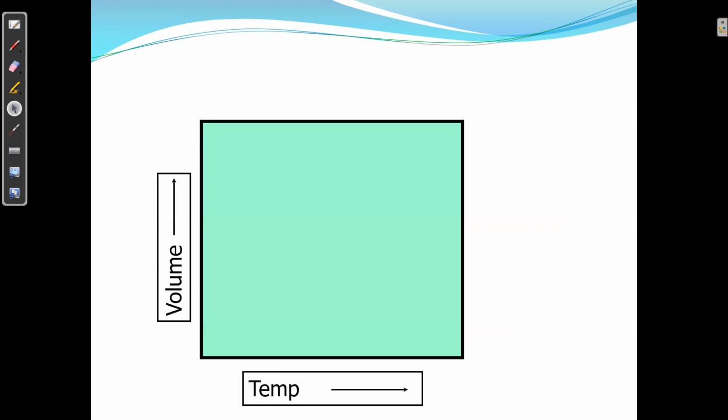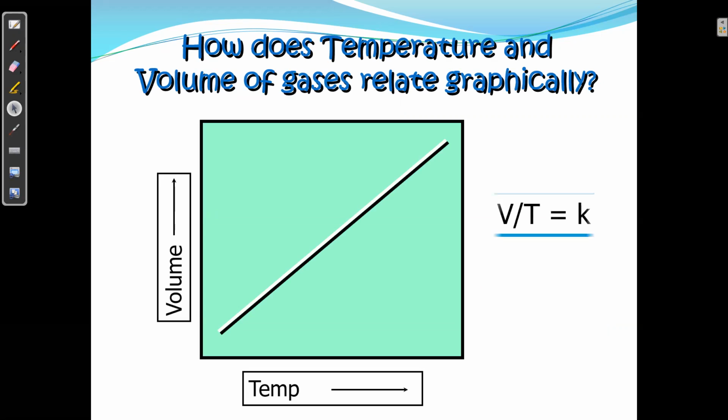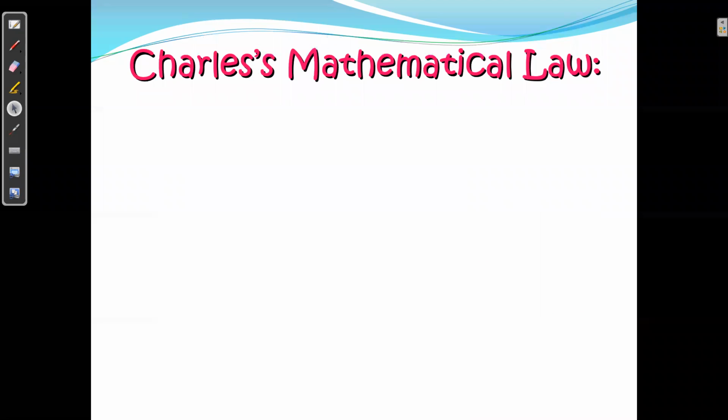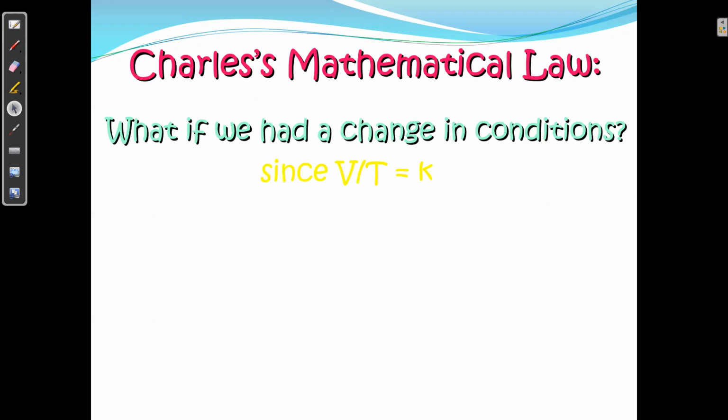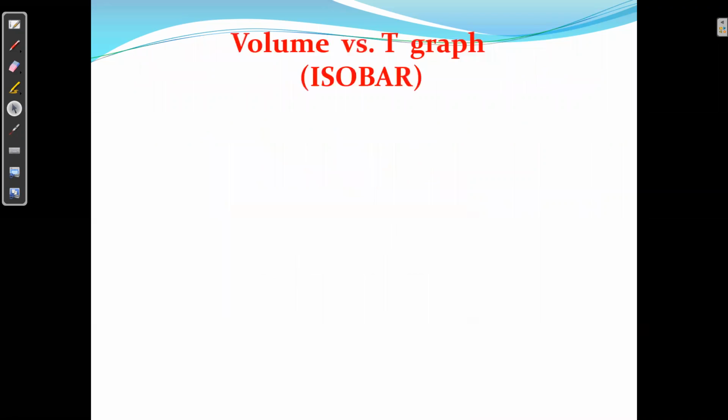You can see the graph here, then we'll discuss that. How are temperature and volume of a gas related graphically? They have a direct relationship, so you get a graph like this. So we can say V is directly proportional to T, or V/T is equal to constant. So mathematically, V/T is equal to constant, or we can say V1/T1 is equal to V2/T2. Suppose you are taking two volumes and two temperatures, you get a relationship like this.